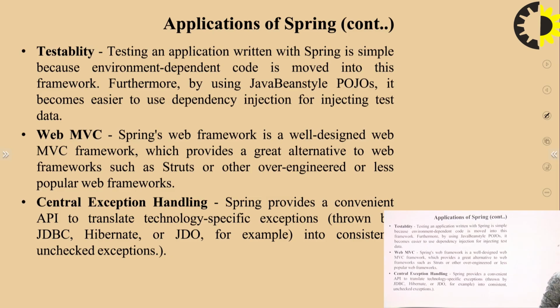Next is central exception handling, which means it provides a convenient API to translate technology-specific exceptions thrown by JDBC, Hibernate or JDO into consistent, unchecked exceptions.